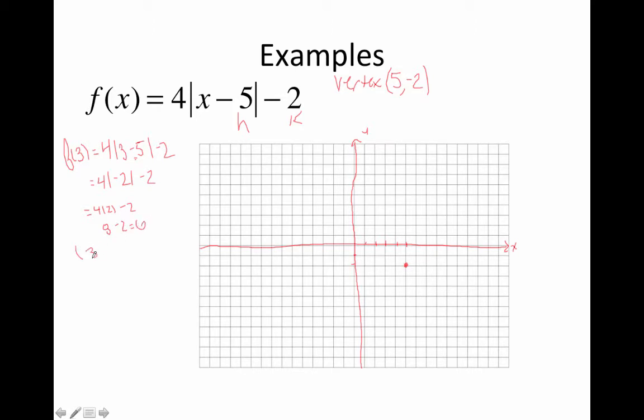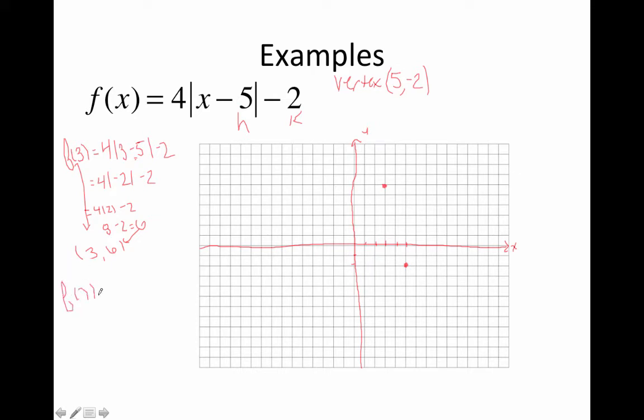So that means on this graph, I'm going to plot the point 3 for the x, 6 for the y. So I'll go over 3 boxes and up 1, 2, 3, 4, 5, 6. And there's my second point. Now to get a third point, why don't I pick something bigger than the vertex of 5? So why don't I pick, I don't know, 7.